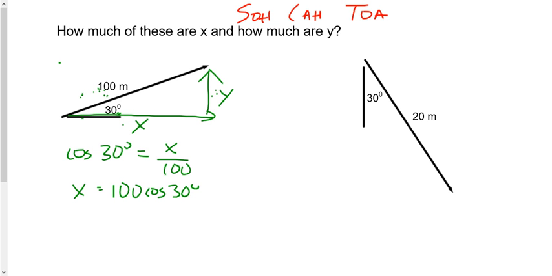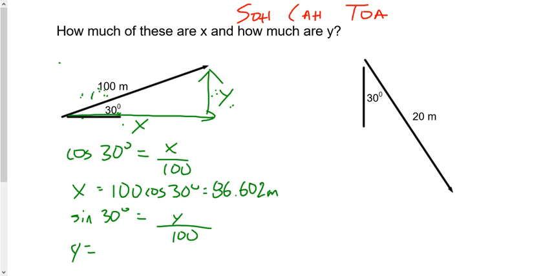Right? Multiplying that 100 up gives me 86.6, I believe that's 86.602 meters. Somebody check that, but I'm pretty sure it's 86.602. Now, which side of the triangle is the y component? Opposite. So given the hypotenuse, and I want to find the opposite, let's use sine. Sine 30 degrees is equal to opposite over 100. 100 times sine 30 ends up giving me exactly 50 meters. So this becomes 86.602 meters, and this becomes 50 meters.